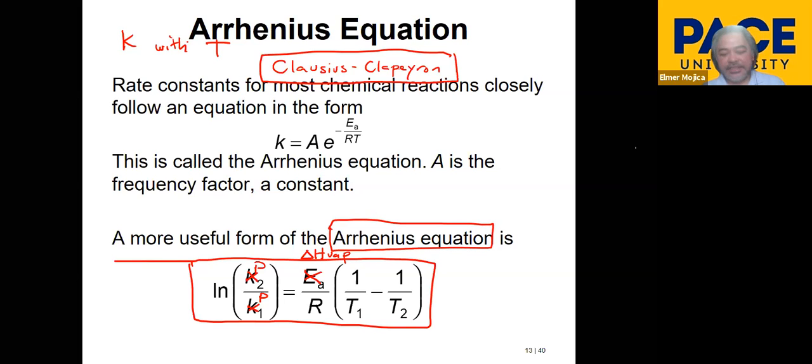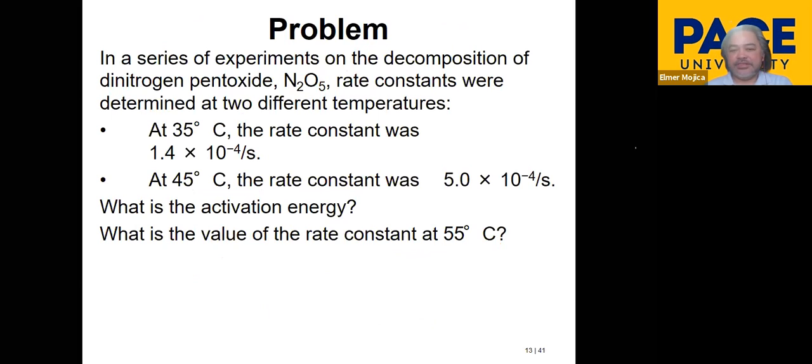So what does this mean? The rate constant is directly affected by the temperature. Now, the way you solve this problem is similar to when you have the so-called Clausius-Clapeyron equation. I think I have a problem here.